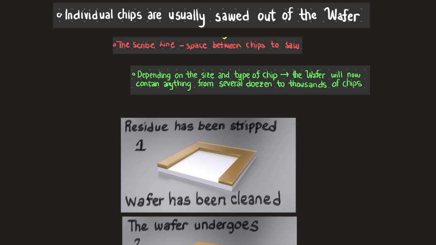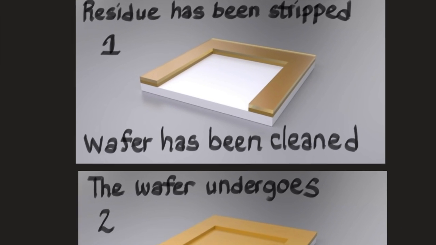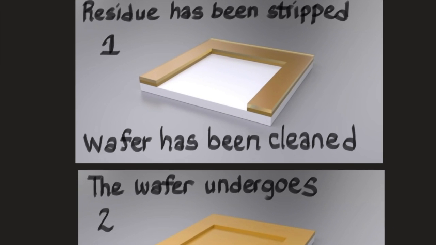Continuing on with silicon, we're going to take a look at the individual steps that are taken after the wafers are cut. The individual chips are usually sawed out of the wafer. The line which is cut is called the scribe line. It's the space between the chips that is reserved for sawing. Depending on the size and the type of the chip, the wafer will now contain anything from several dozen to thousands of chips. Step number 1, the residue has been stripped and the wafer has been cleaned.